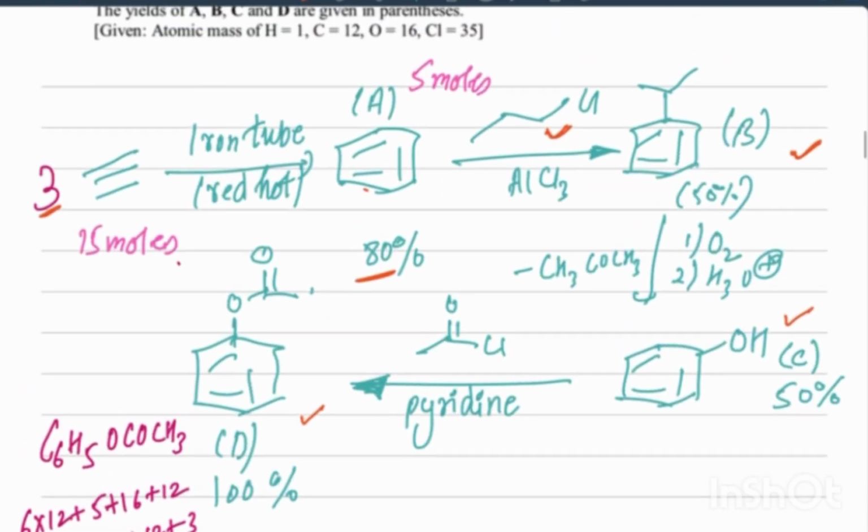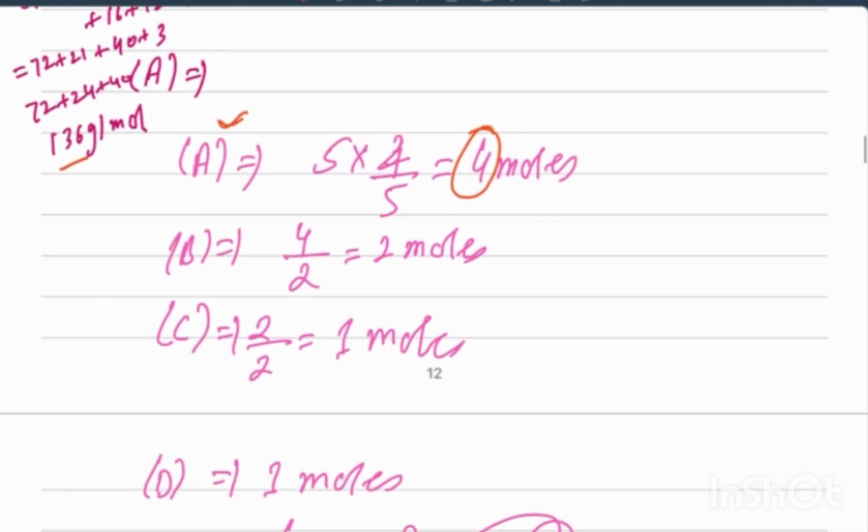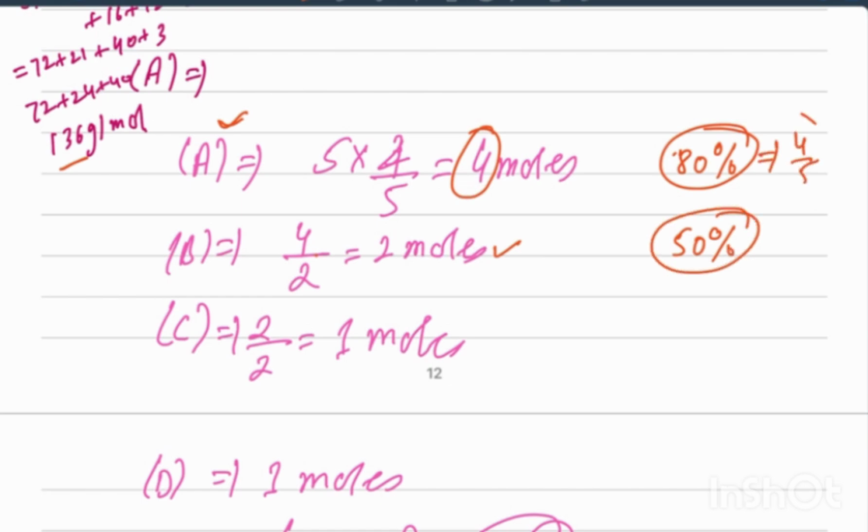Now after this, if you see here, 1 mole of benzene will give 1 mole of cumene. That means 1 mole should form, but because the yield is 50%, we have to calculate 50% of 4 moles. So 50% of 4 moles is 2 moles. So 2 moles of B should be formed. A has 80% yield, and B has 50% yield. That's why in this case we have multiplied 4 by 5, and in this case we have multiplied 1 by 2. That's why the value becomes 2 for B.